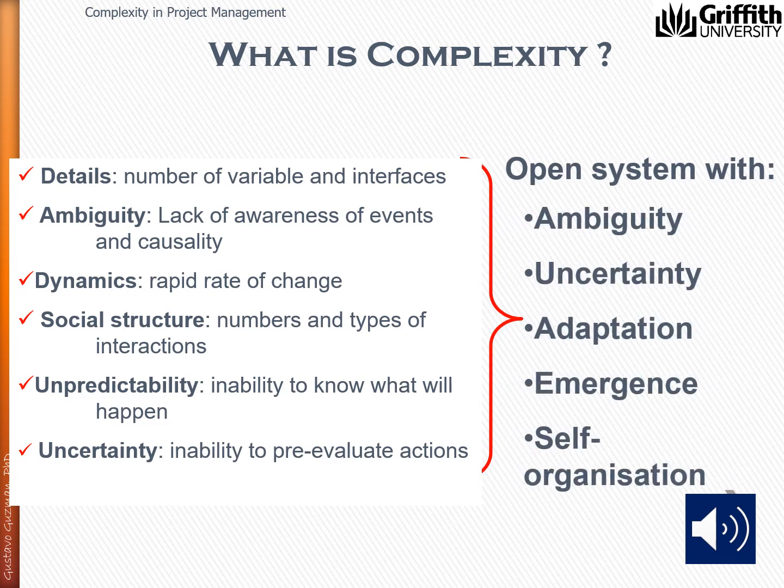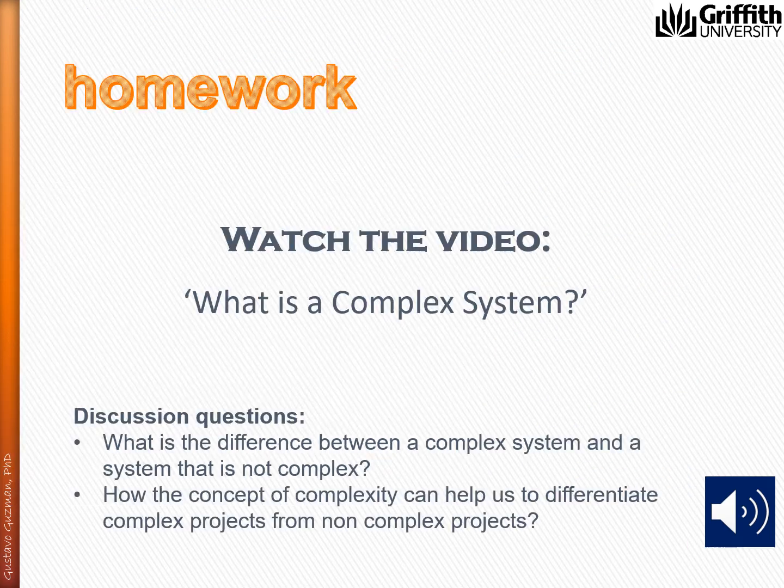In summary, a complex system is an open system in which some of its elements have ambiguity and uncertainty regarding what will happen and how it will happen and what are the outcomes. Next, the whole system is in constant adaptation relating to its context. Also, during the system, there is emergence and self-organization. In the following slides, we will talk a bit about self-organization.